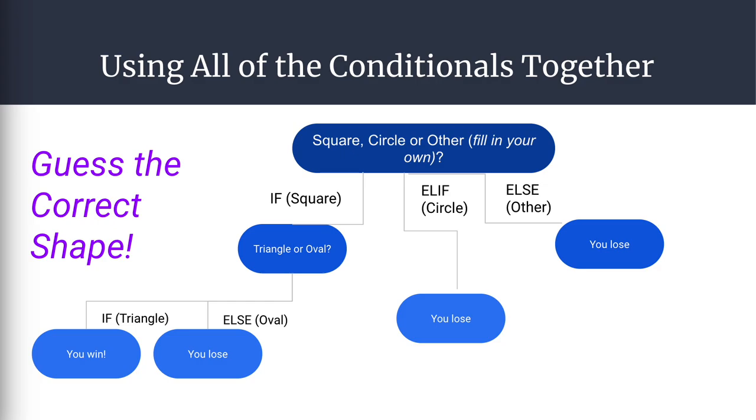Here you can see a simple example of how all of the conditionals can work together. The user starts by selecting a square, circle, or filling in their own choice. If they choose a square, they are prompted to choose once again between a triangle and an oval. They then enter another if-else conditional where the triangle choice leads to the winning answer. Alternatively, if the circle was chosen, the elif option runs and the user finds out that their answer was incorrect. If anything other than a square or a circle was chosen, the else runs and the user finds out that they lost.